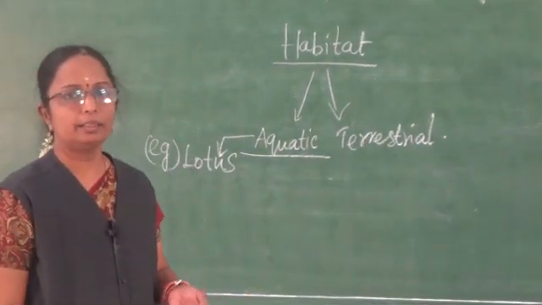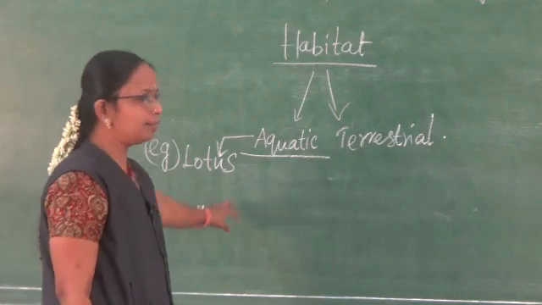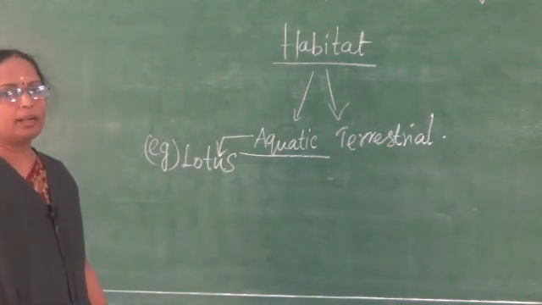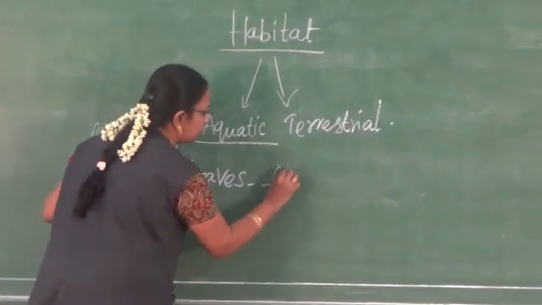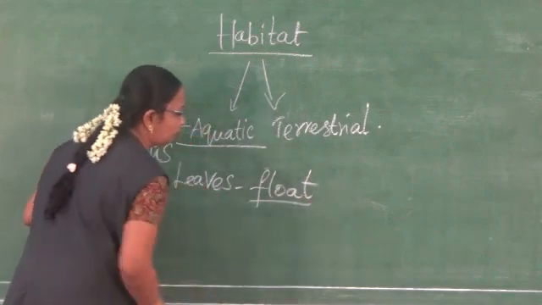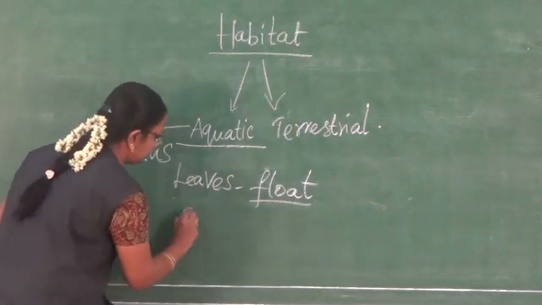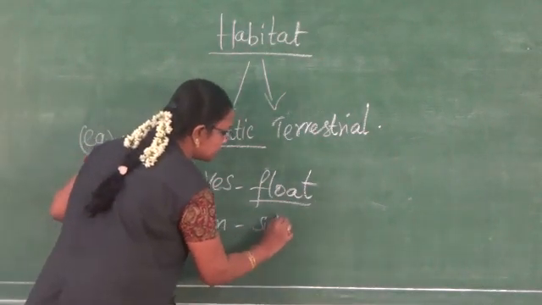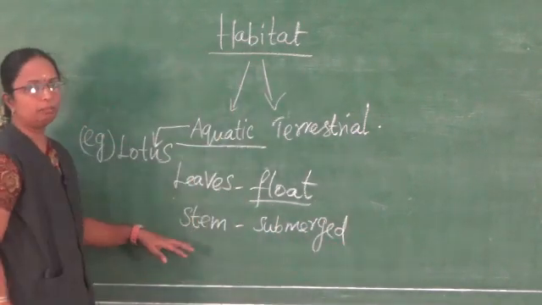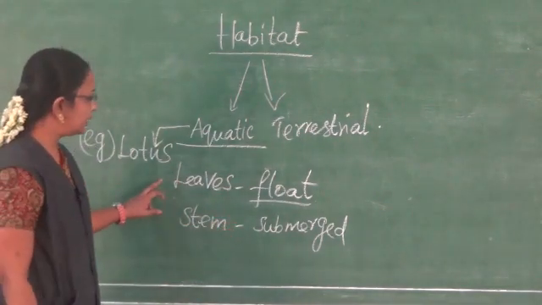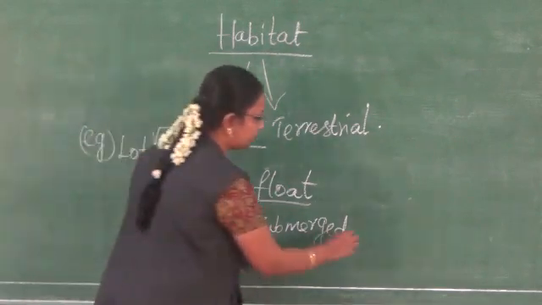What are the adaptations found in aquatic plants? The plants which are seen in water are known as aquatic plants and they have some adaptations. What is the adaptation? The leaves are found to float on the surface. What do you mean by float? They are seen on the surface of the water. The leaves become floating and the stem is submerged, seen inside the water.